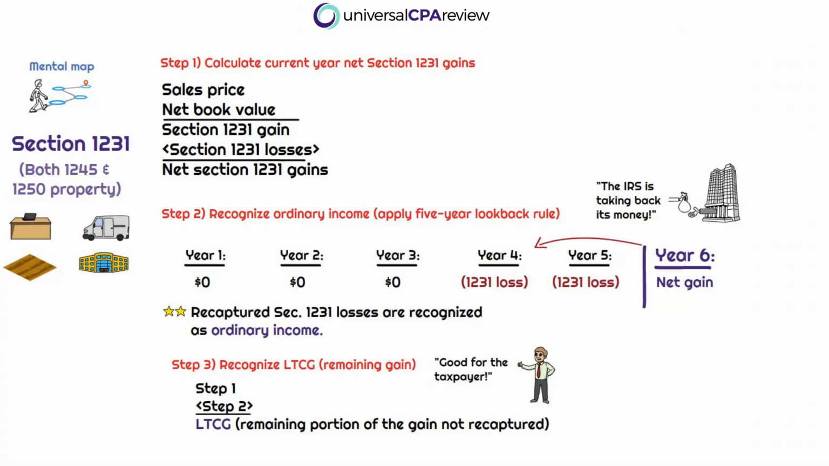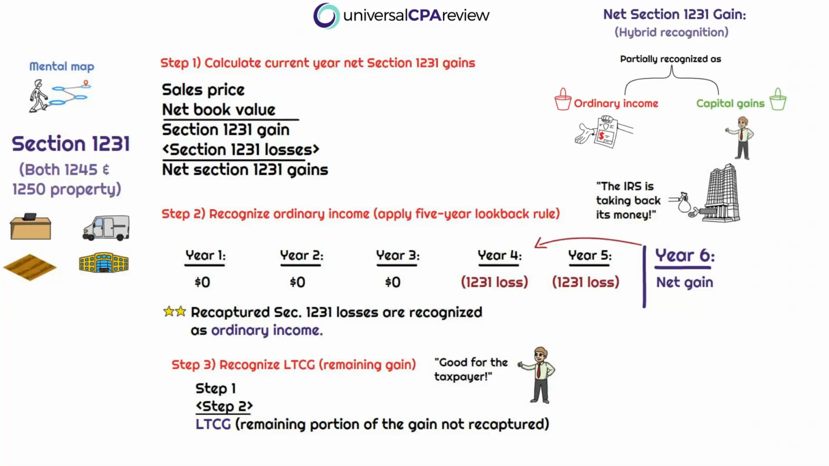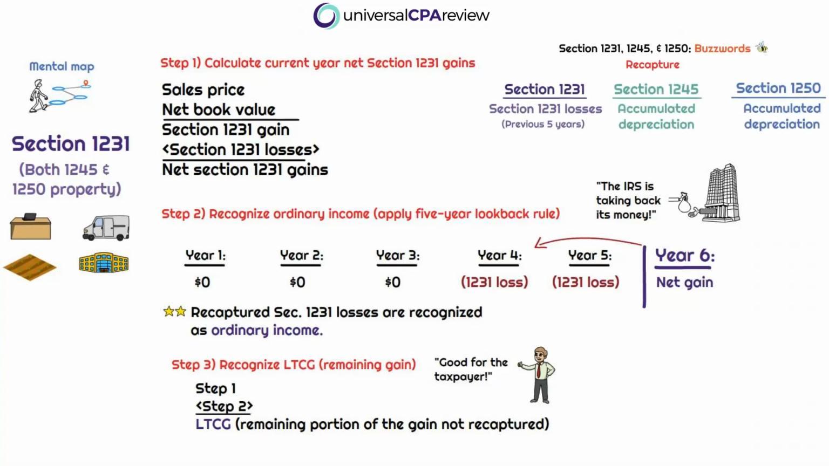As we previously said, we're going to think of Section 1231 as a hybrid recognition, right? We're not necessarily going to recognize this entire gain as a capital gain. So what do I mean by that? Well, we're going to introduce the concept of recapture. Basically what we're saying here is the IRS is telling the seller of this Section 1231 asset that yes, we will allow you to treat your net Section 1231 gain as a long-term capital gain, but only to the extent that it meets certain criteria.